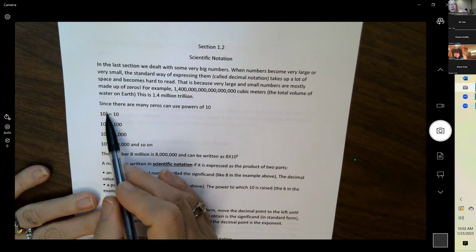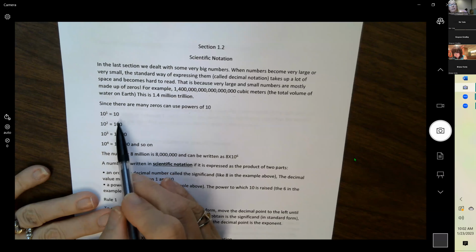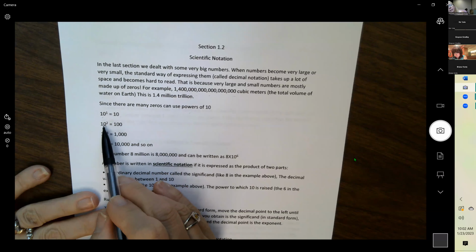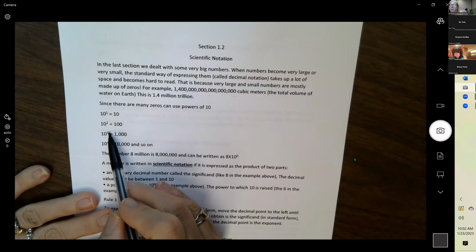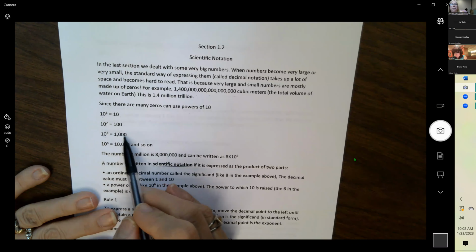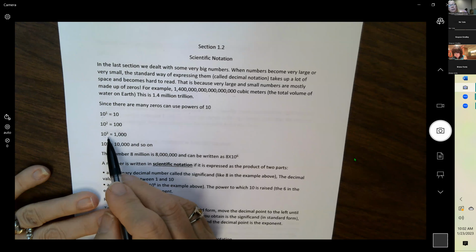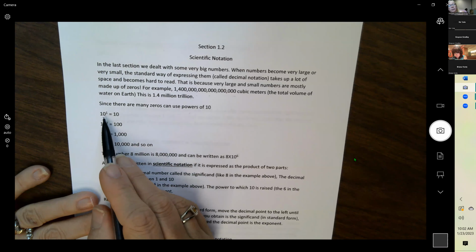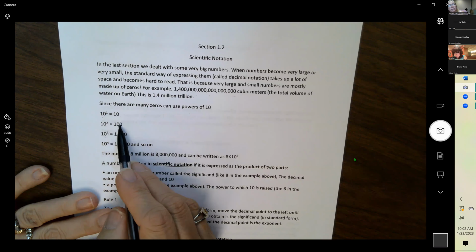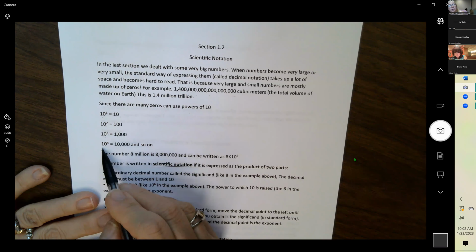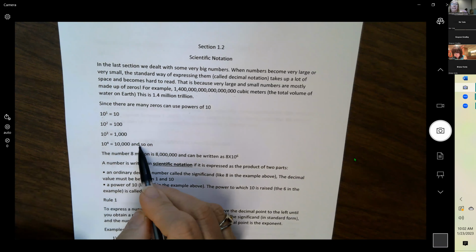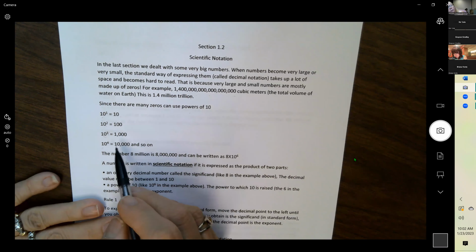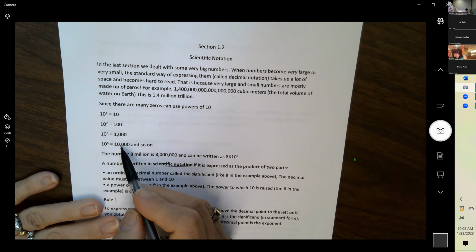10 to the first power is just 10. 10 squared is 10 times 10 or 100. 10 cubed, 10 times 10 times 10 is 1,000. Notice the cube, or whatever the exponent is, that's how many zeros there are. So 10 to the fourth would have 4 zeros. 10 to the 10th would have 10 zeros. It's however many units we're moving, and in this case, it's just the zeros.